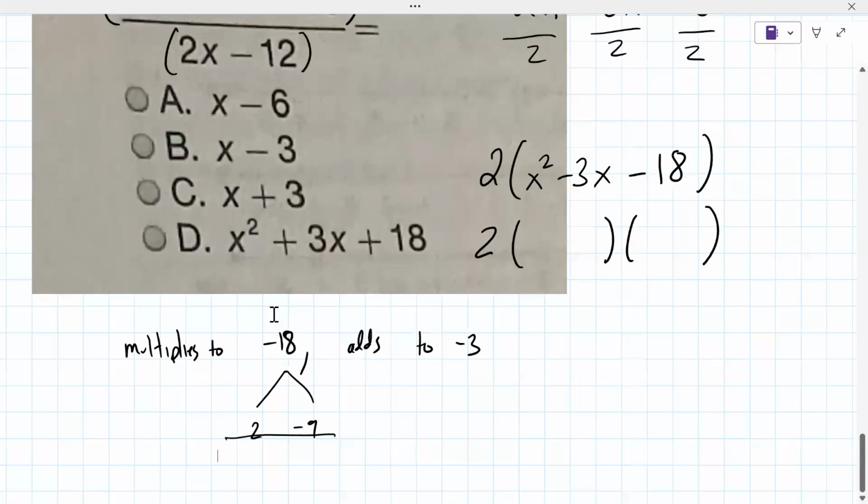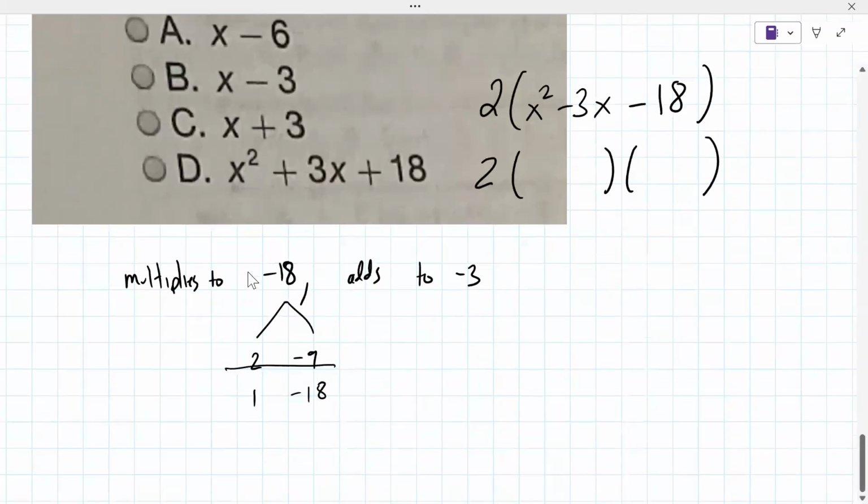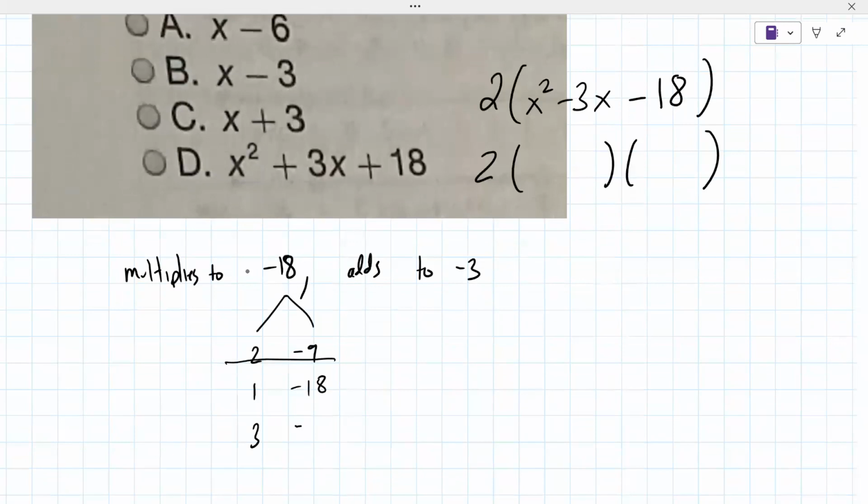Like 18 divided by 1 is 1 and minus 18. 6 and 3. Okay, good. Negative. So is it 3 and -6 or -3 and 6? Which one adds to minus 3? -6 and 3. Okay, so that becomes x plus 3, x minus 6.